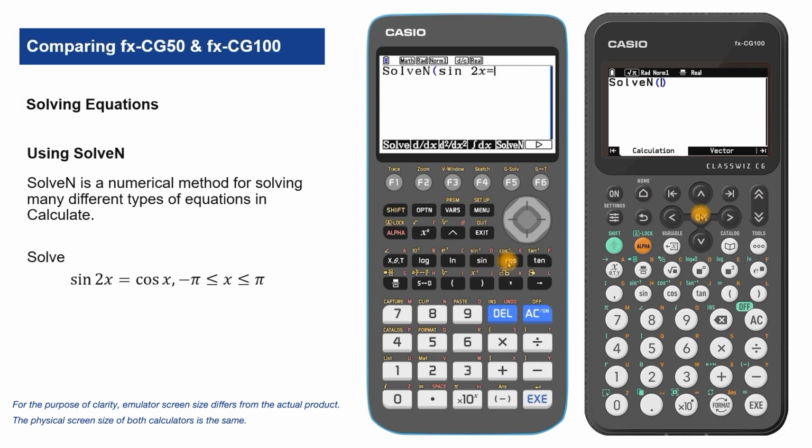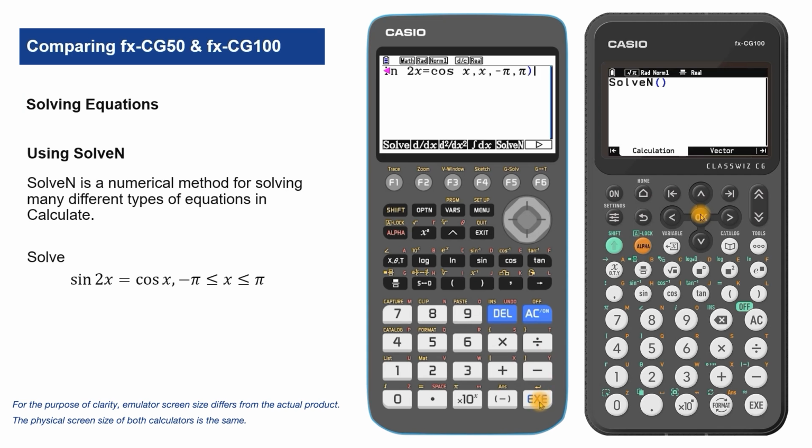The equal sign is a secondary key function, and so shift is required first. To enter negative values, the dedicated negative key is used. The value of pi is entered as a secondary function, so shift first.